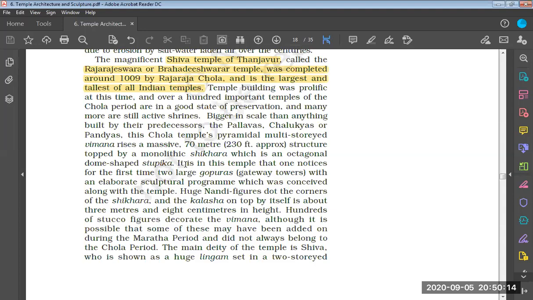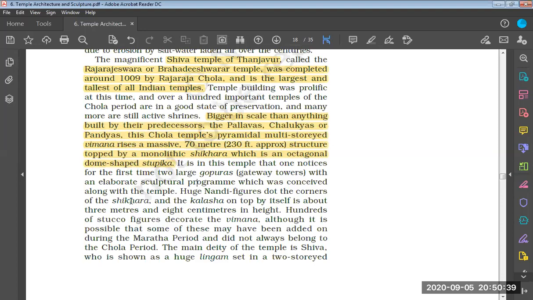This Chola temple's pyramidal multi-storied Vimana rises a massive 70 meters, approximately 200 feet. So the Chola dynasty made more tall temples than any other dynasty, as compared to the Pallavas, Chalukyas, and Pandyas.